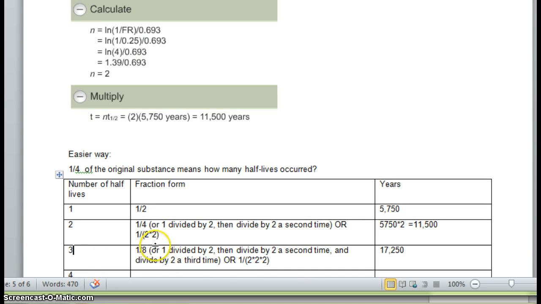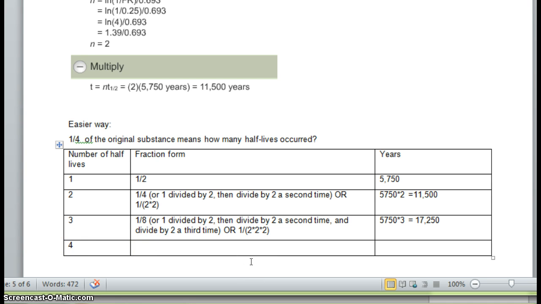Okay, what about after three half-lives? Well, now I take 1 divided by 2, divided by 2 a second time, divided by 2 a third time, or 1 over 2 times 2 times 2, which is 1/8. So that's three half-lives. So then I take 5,750 times 3, and that equals 17,250 total years. What about 4? What would my fraction be? Hit pause and see if you can figure it out yourself. So my fraction would be 1 over 16, or in other words, 1 divided by 2, divided by 2, divided by 2, divided by 2, or 1 over (2 times 2 times 2 times 2). What would the amount of years that went by be? So go ahead, please hit the pause button, figure it out for yourself.